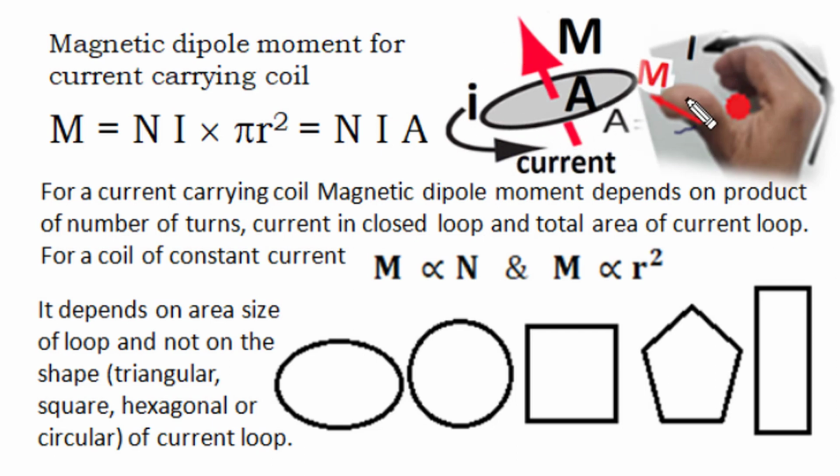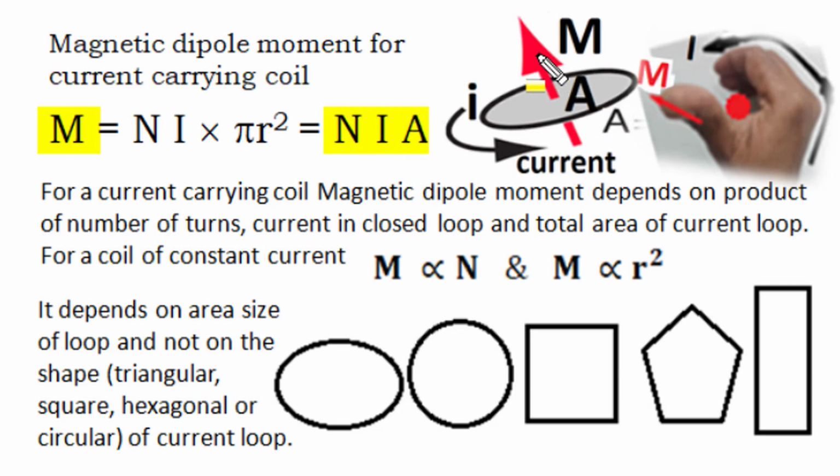This direction of magnetic dipole moment of a current carrying loop and the axial magnetic field of a current carrying loop are identical. So we can say for a current carrying coil or loop, the direction of magnetic dipole moment is the same as the direction of axial magnetic field. Now this expression of magnetic dipole moment directly indicates that it is equal to the product of number of turns, current and area of the loop.